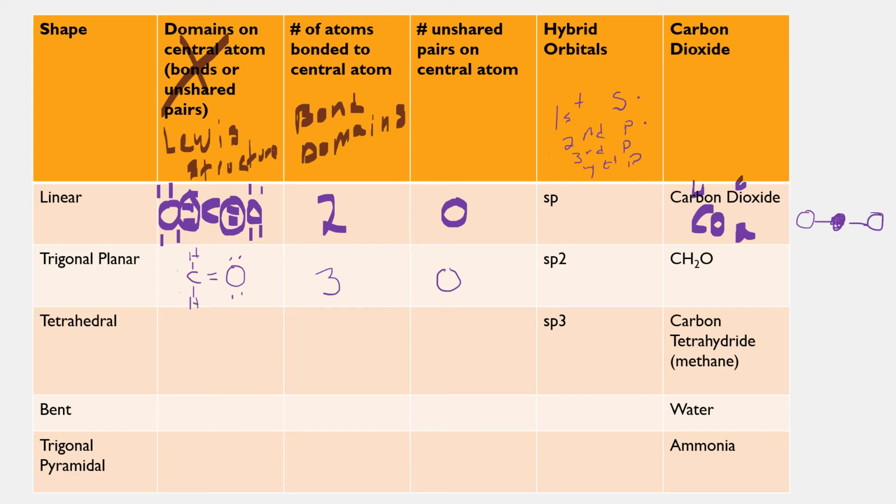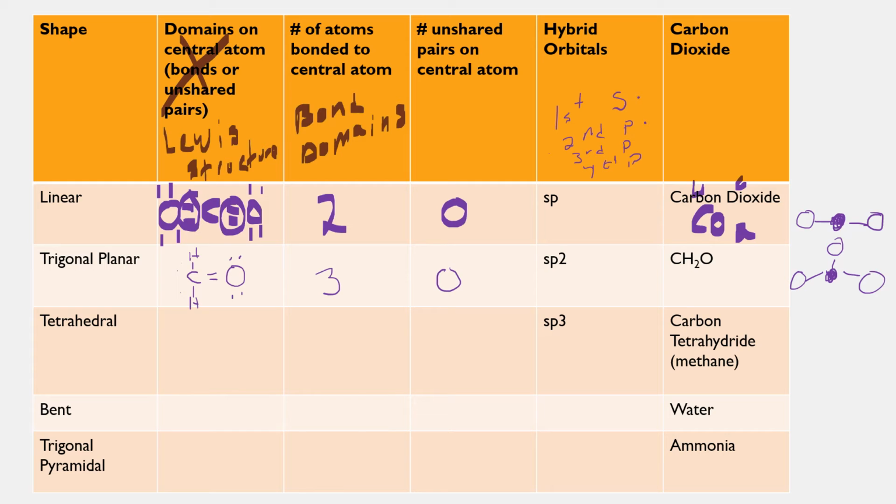When we have 3 bonded domains and 0 non-bonded domains, that means we have trigonal planar. So trigonal planar looks something like this. Again, I'm just not great at drawing these, but I'll give it my best shot. Let me try it again. Okay. And it looks something like that. That's what trigonal planar looks like.